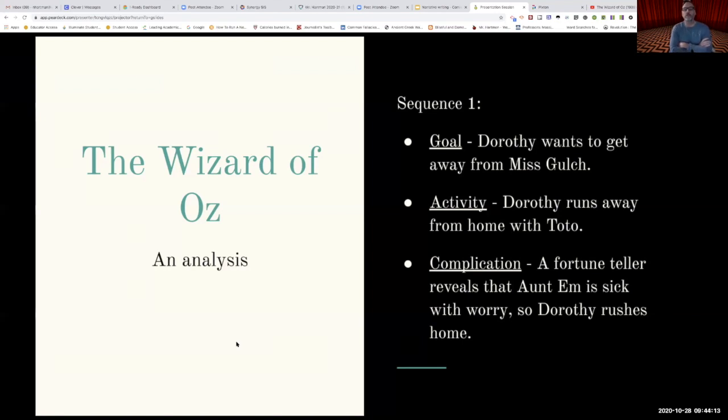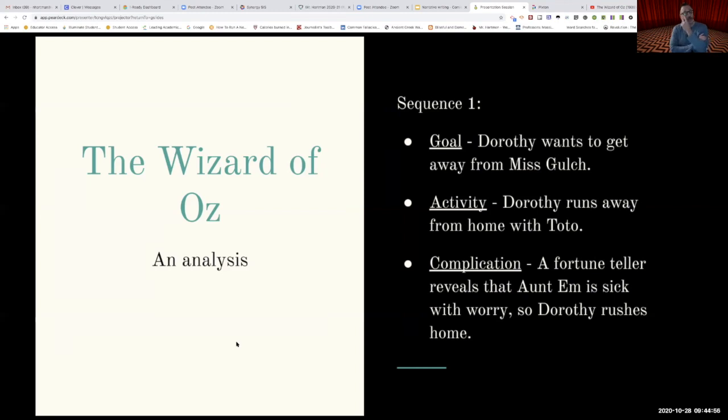So this is the first sequence for The Wizard of Oz. The goal is Dorothy wants to get away from Ms. Gulch. If you haven't seen the movie, Ms. Gulch is sort of this socialite neighbor. She's very prim and proper. And Dorothy's dog bites Miss Gulch, and so Miss Gulch wants Toto, Dorothy's dog, destroyed. And so Dorothy obviously doesn't want that to happen. So what does she do? Well, she runs away from home with Toto because she doesn't want to see Toto destroyed, especially by Ms. Gulch's hand, or she would have someone do it.